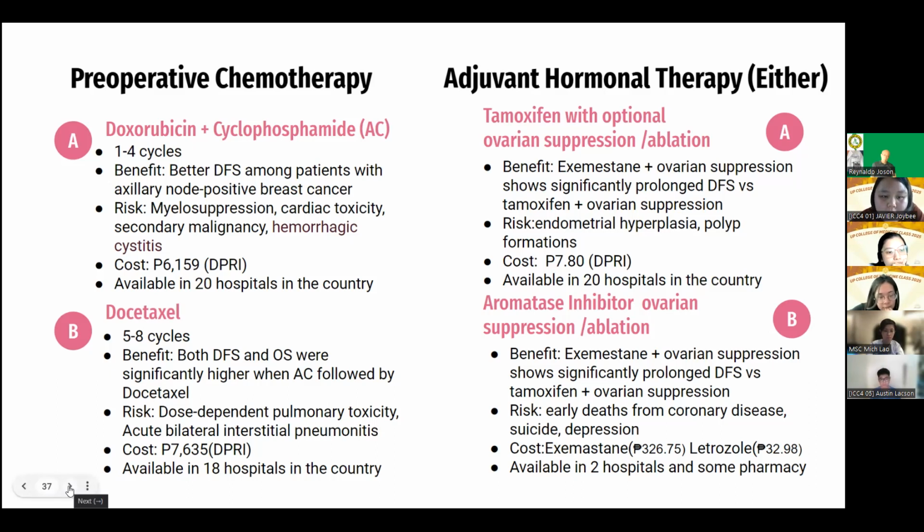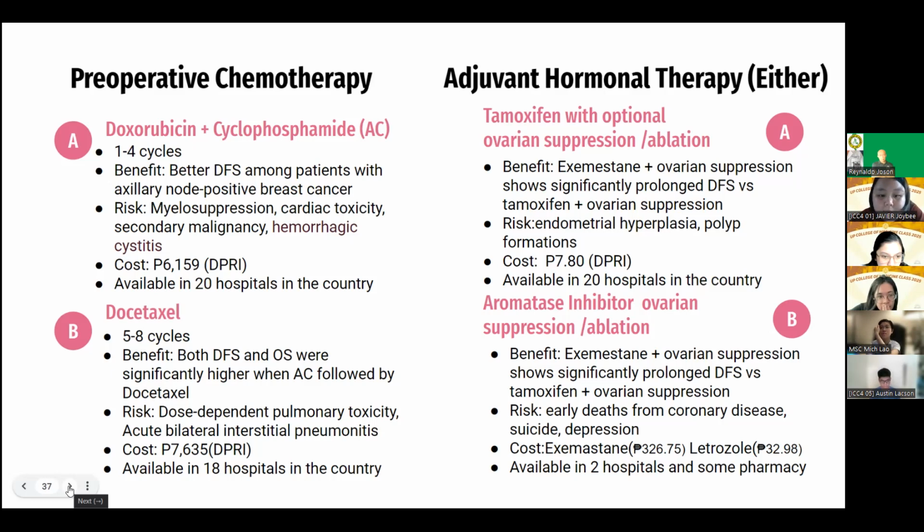The results show that exemestane plus ovarian suppression demonstrated a significantly prolonged disease-free rate, which is 92.8%, when compared with tamoxifen plus ovarian suppression, which is 88.8%. While there's no significant difference observed in overall survival between the 2 groups. So based on the results of the trials, the use of tamoxifen alone and aromatase inhibitor with ovarian suppression are recommended for premenopausal women with PR-positive invasive breast cancer.